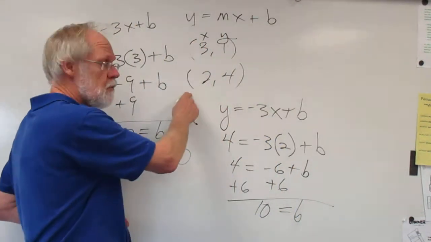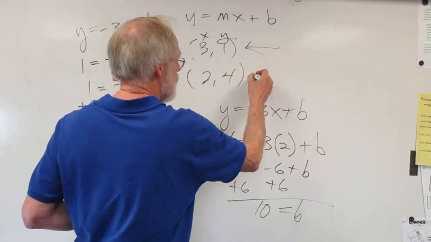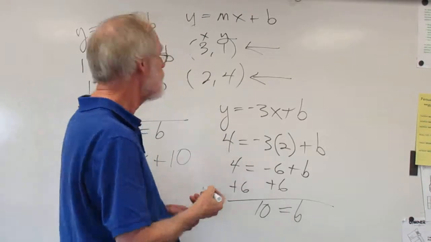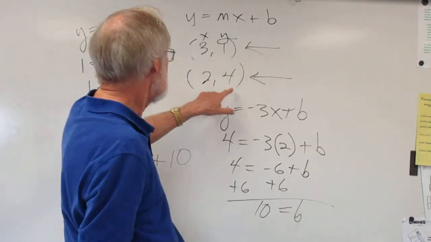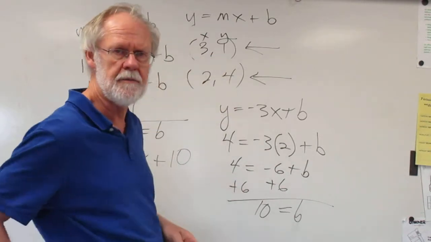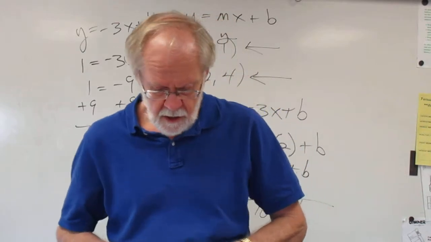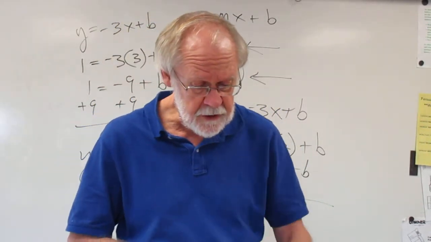It did not matter which point you use, but you have to use all of this point or all of this point. In other words, you can't take the x value out of here and the y value out of here. You have to use the x and y from this point or the x and y from this point. All right, now let's see what else we might need here for this section.